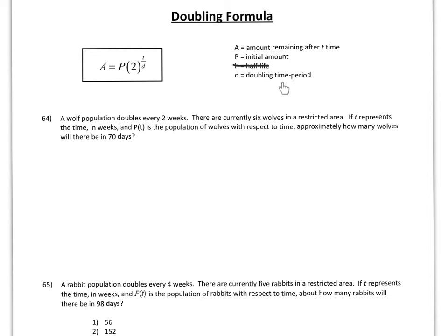D stands for the doubling time period. Okay, so see how there's a D in there? It's the amount of time it takes for whatever the substance is to double. And then T, I'm going to just add this down here. T stands for the time that has passed. So you guys can put time down here.